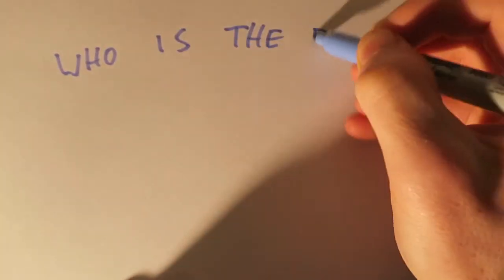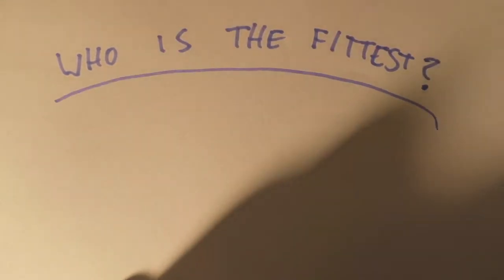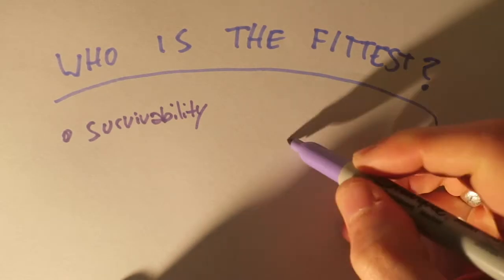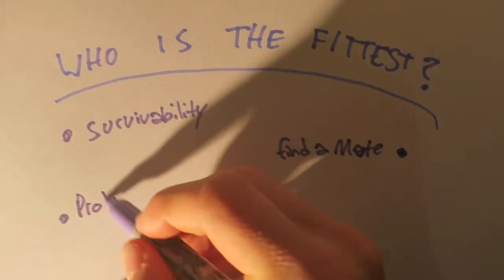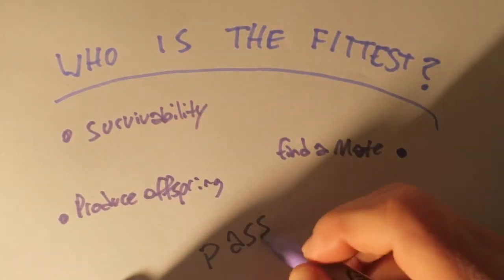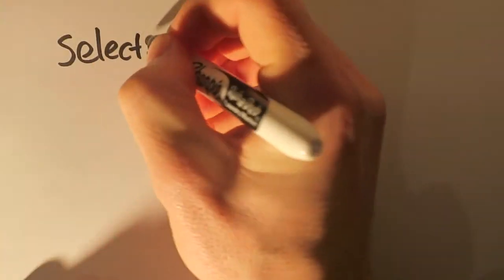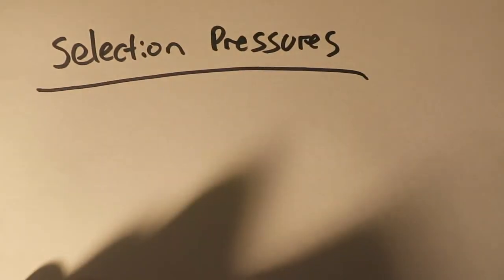As you can see through this example, fitness doesn't always refer to being the biggest or the fastest. Fitness includes an organism's ability to survive, find a mate, and produce offspring, with the ultimate goal to leave its genes to the next generation. Therefore, natural selection is all about having the highest fitness relative to the selection pressures they are faced with.